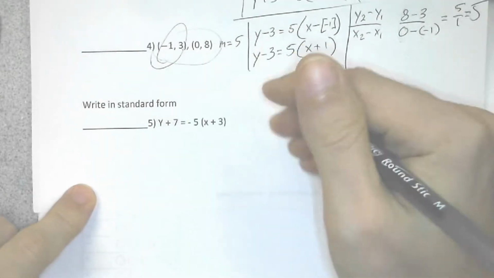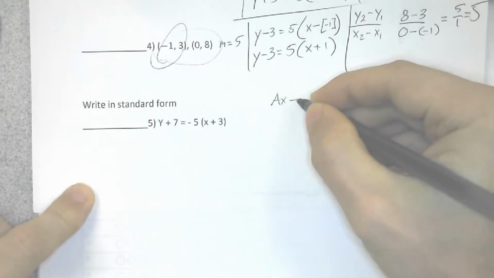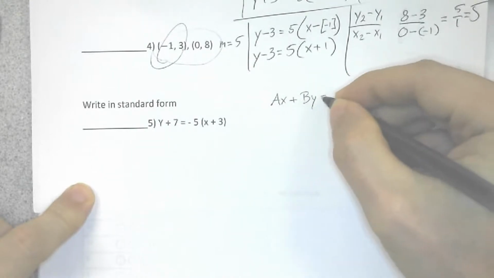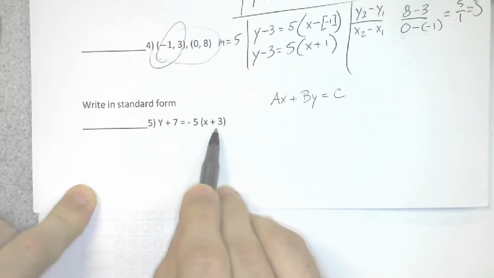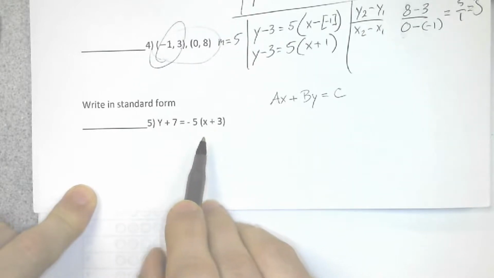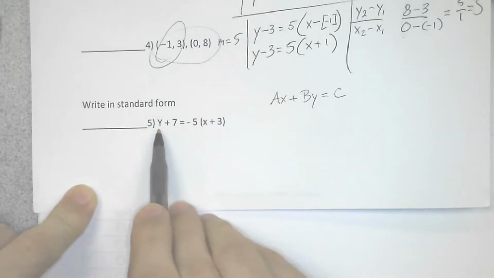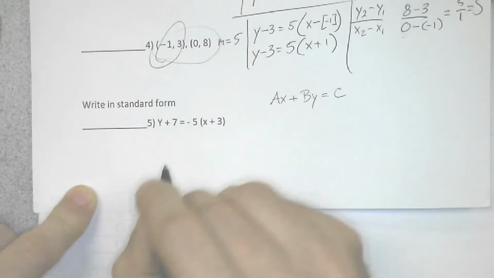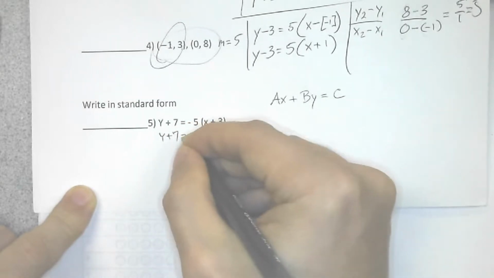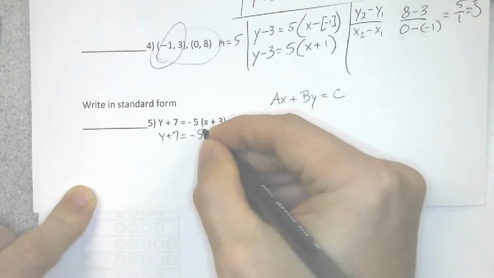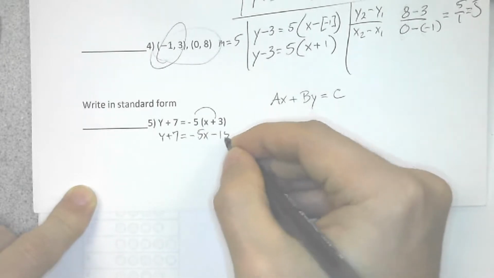Now remember, standard form is where you have your x's and y's on the left, specifically ax plus by equals c. So basically what we're going to do is use distributive property to simplify this, or expand this I should say, and then we're going to make sure that our x and y are on the left and numbers on the right. So we've got y plus 7 equals negative 5 times x is negative 5x, and right here signs are different, so we have minus 15.